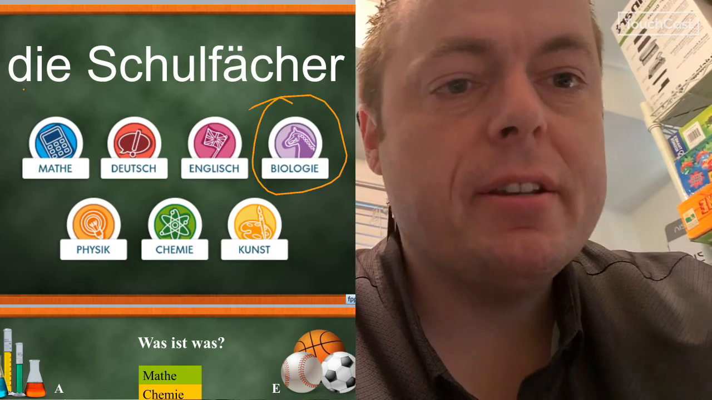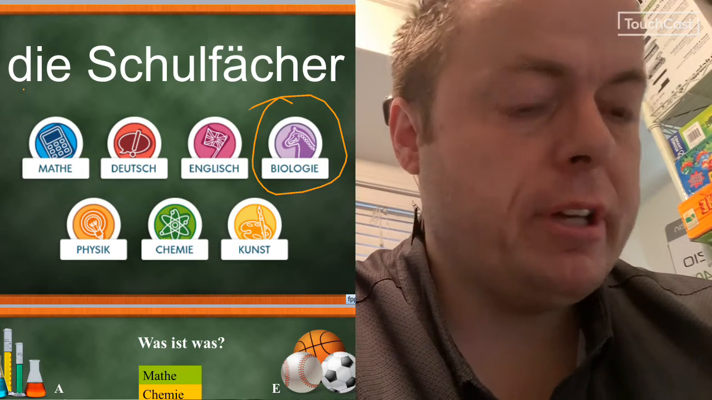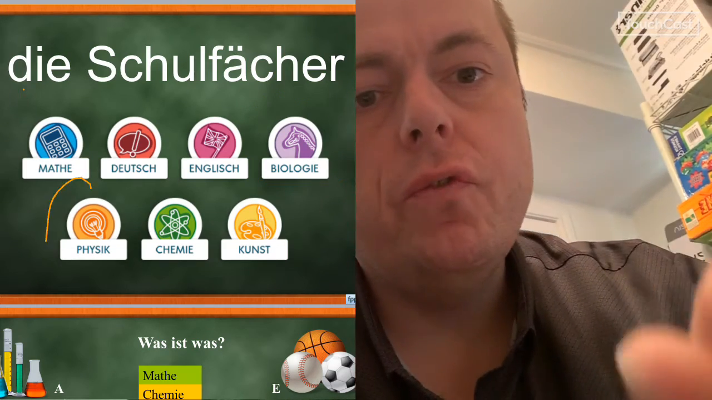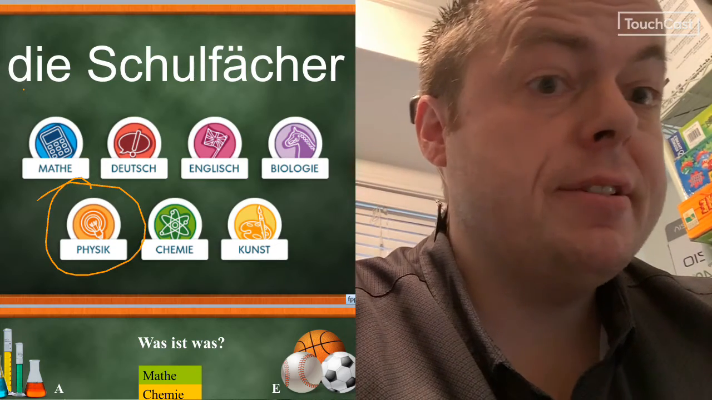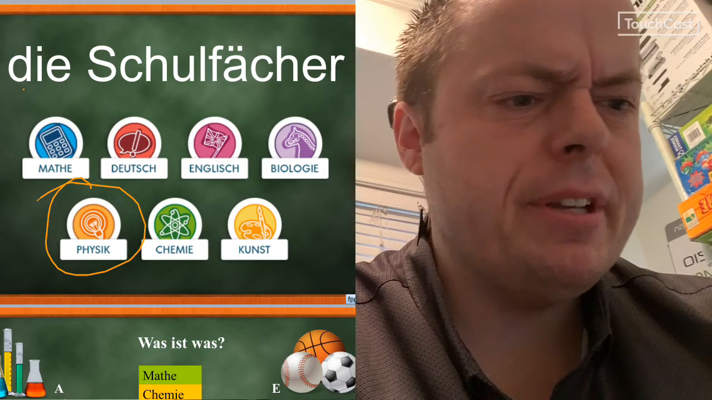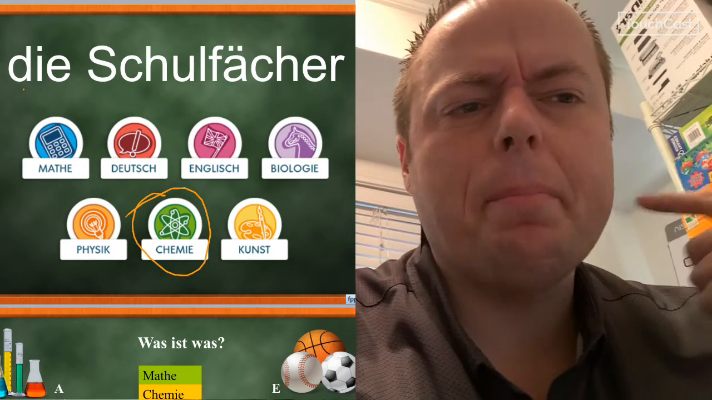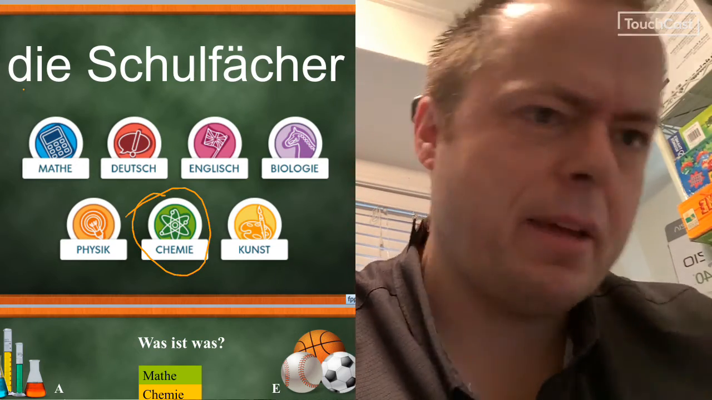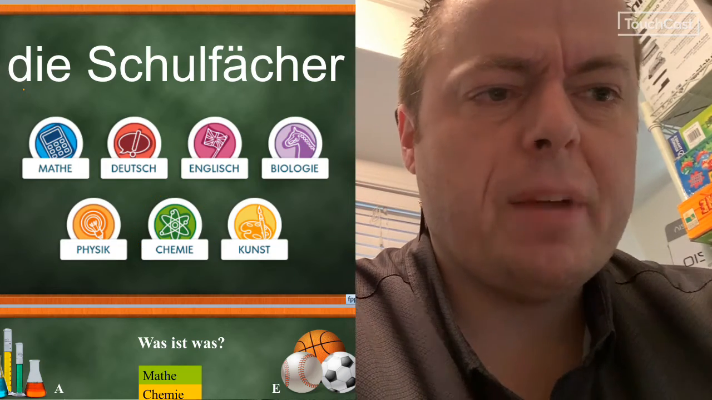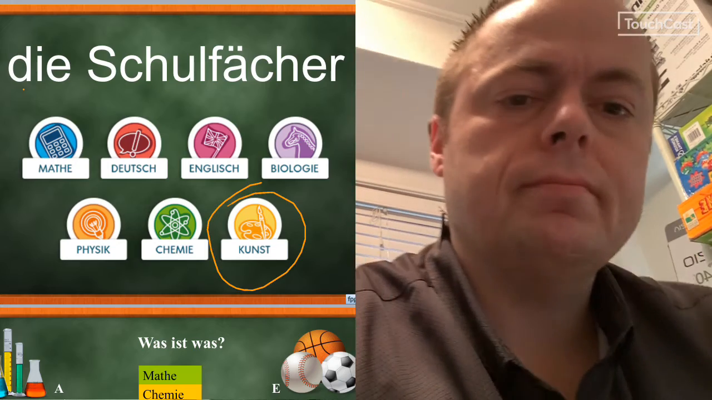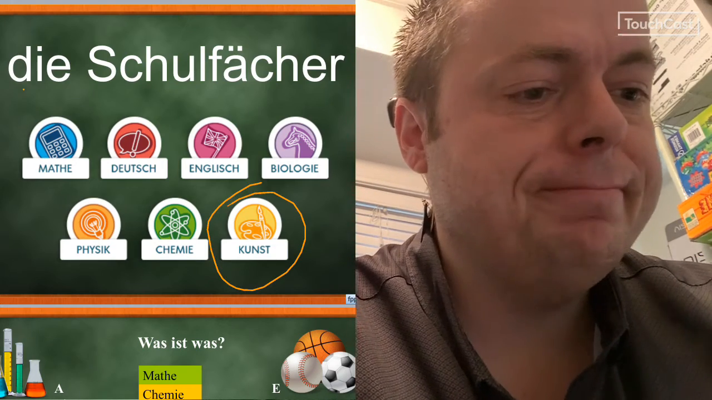Das nächste ist Biologie. Okay, so we know what that one is, right? Biology, pretty easy. Physik is physics. Pretty easy, yeah? Chemie. This one's a little hard. It's hard to remember, but when you see it, you're like, oh, I know that's chemistry. So Chemie is how it's pronounced. And we have Kunst. Kunst is art.